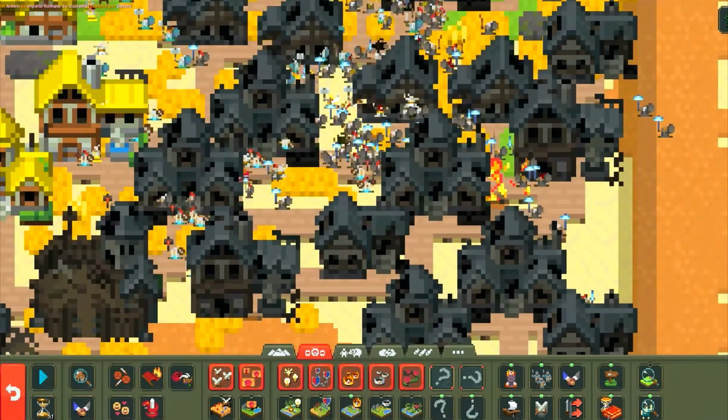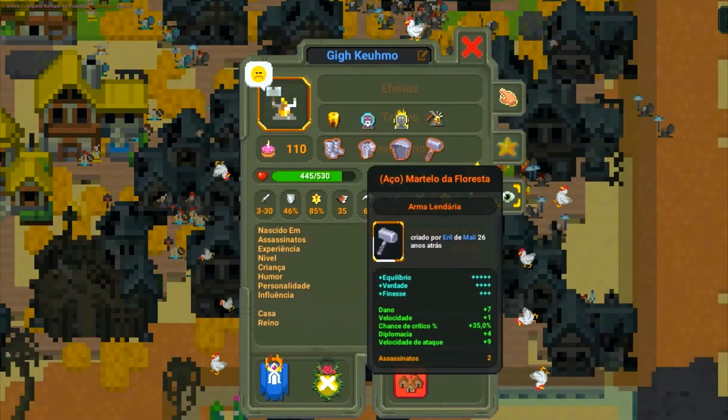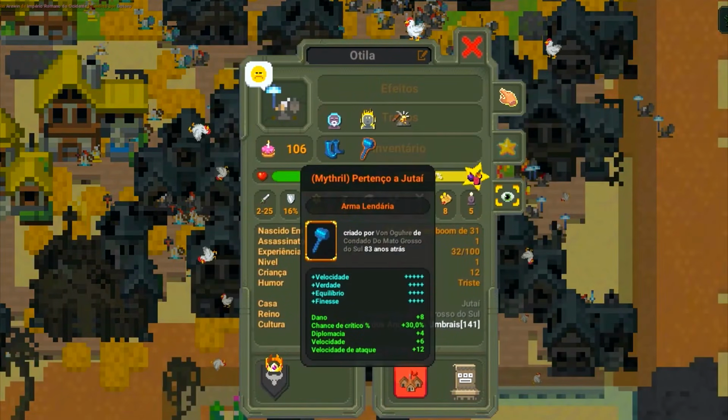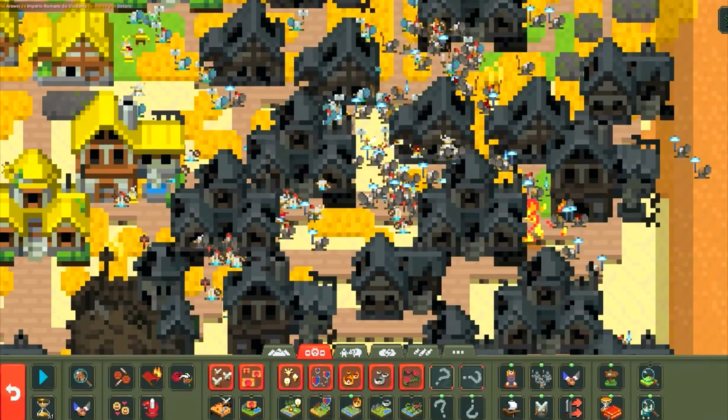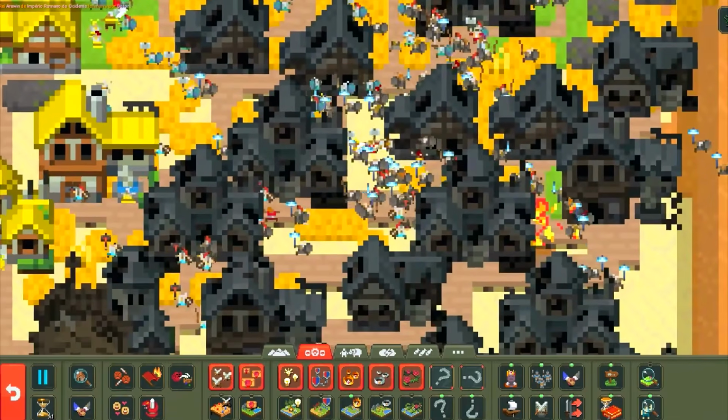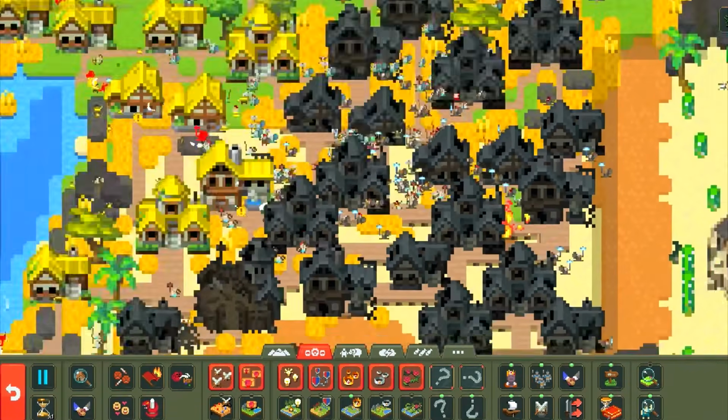Man, look at this, guys. This steel gear here, look. No, not steel. It's mithril, look. Legendary mithril weapon? No way. Only dwarves can make equipment like this. There are several hammers here. There are many mithril hammers.